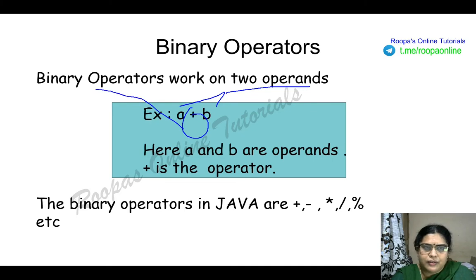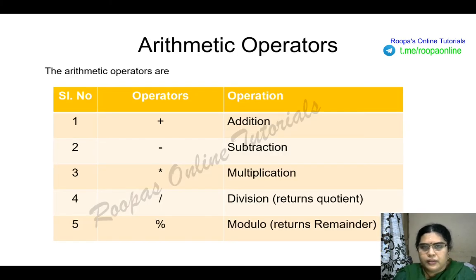So they are operators. Between 2 operands, when you have a symbol, they are known as binary operators. Examples of binary operators are plus, minus, asterisk, division symbol, and then modulo symbol, etc. These are what is classified as arithmetic operators.